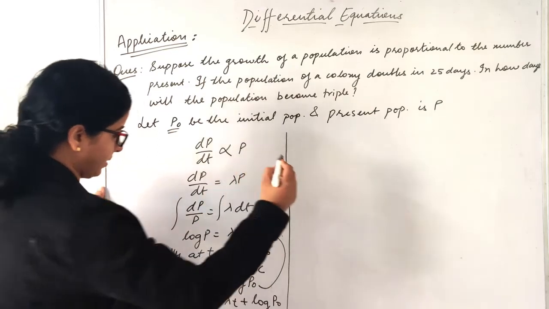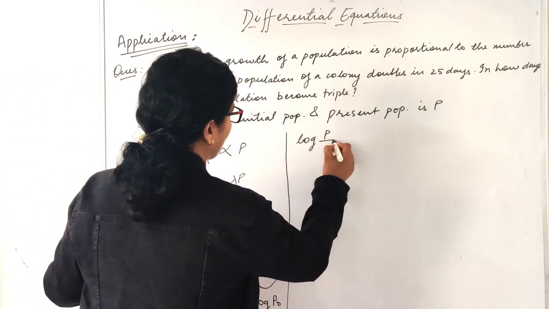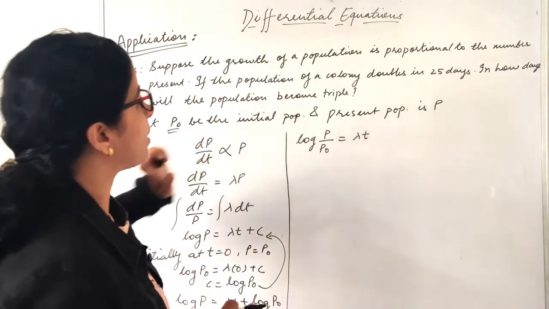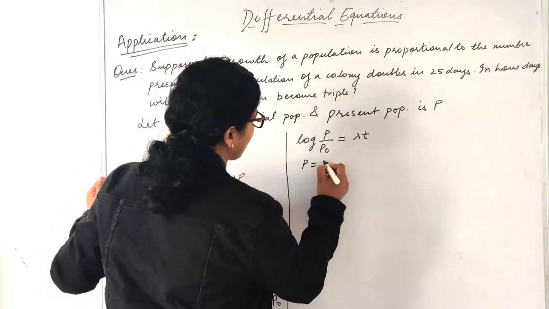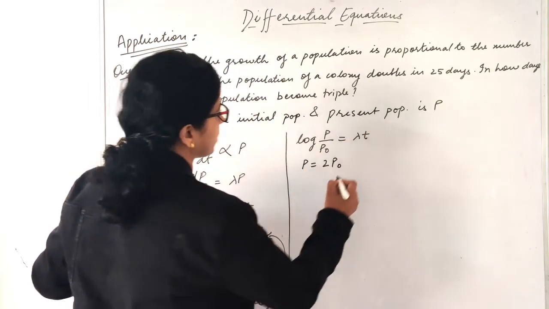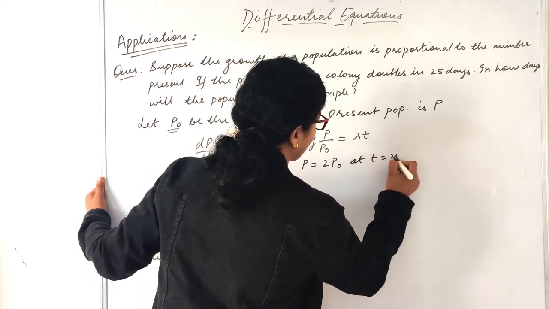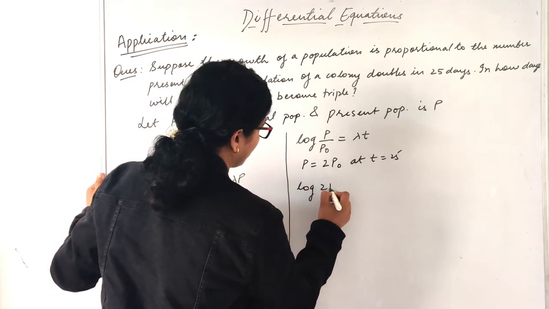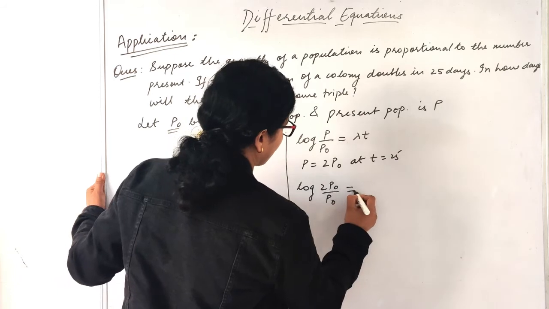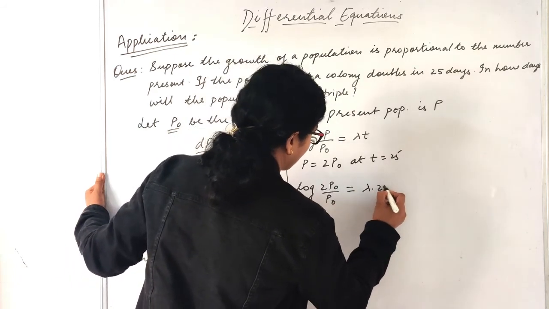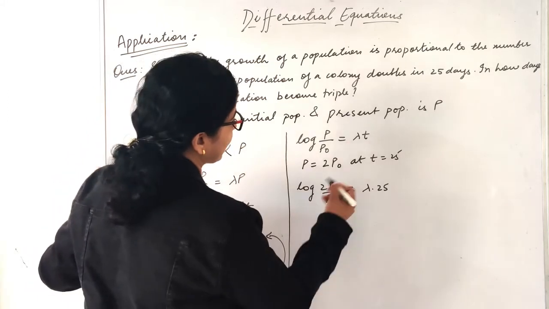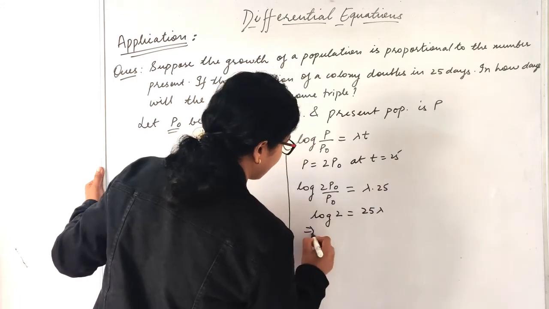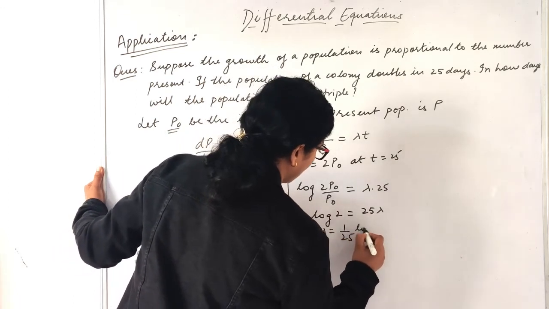Now this can be written as log P upon P0 equals lambda t. Now it is given in 25 days the population doubles itself. It means P equals twice of P0 at t equals 25, right? Let us substitute this part. So log 2P0 upon P0 equals lambda into 25, correct? So with this I'll get the value of lambda. So log 2 equals 25 lambda. This implies lambda equals 1 by 25 of log 2.